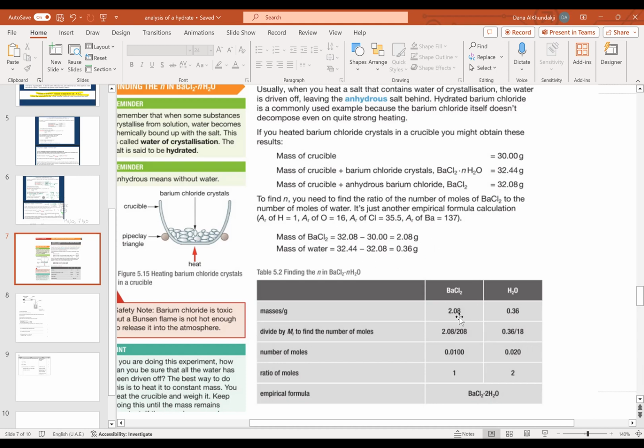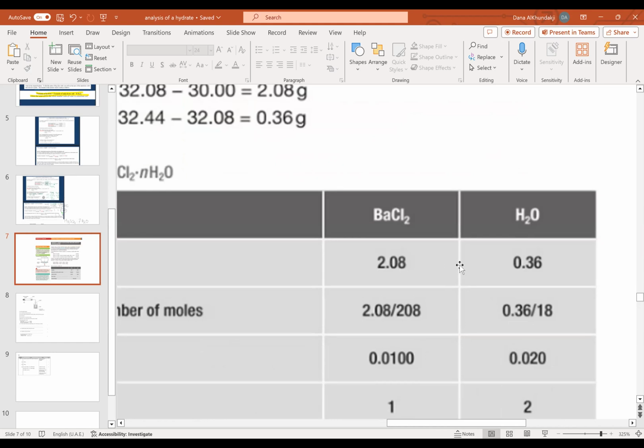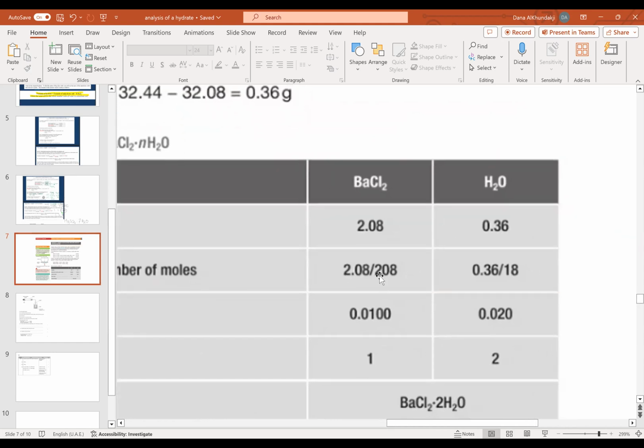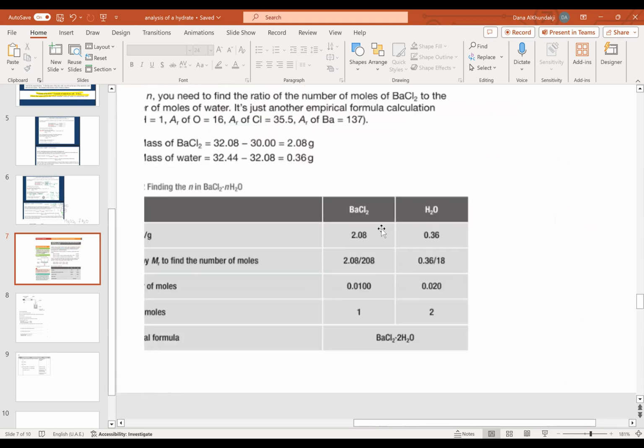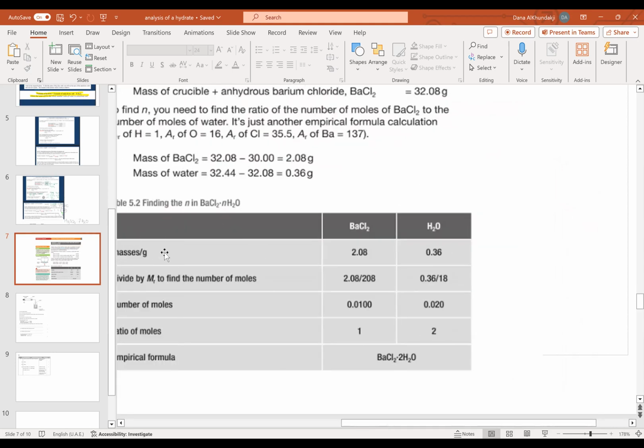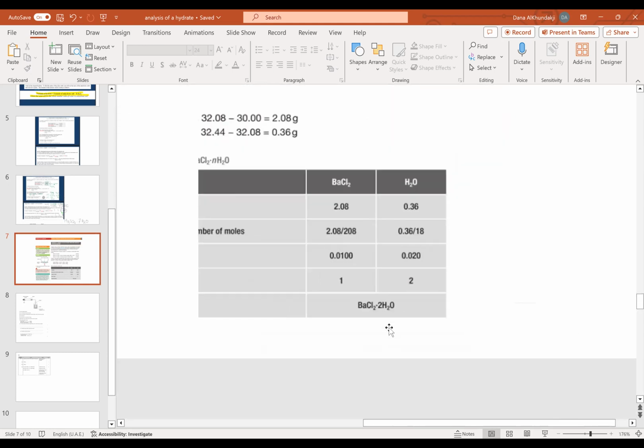So this now means that you have barium chloride mass, okay, and water mass. Now you're going to convert this mass, which is in grams, to moles. And how do we convert mass to moles? You're going to divide by the MR. So for barium chloride, the total MR is 208, and the total MR for water is 18. Now you get your moles like this. You need to make it the simplest ratio, so you will divide by the smallest value, which is 0.01. So you get to the ratio of 1 to 2, meaning that this X or N value here before the water is 2. And that's how it's done.